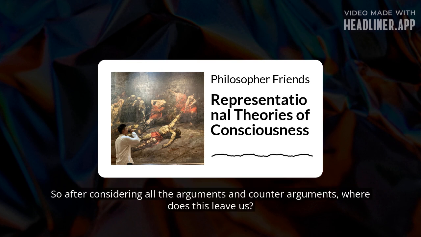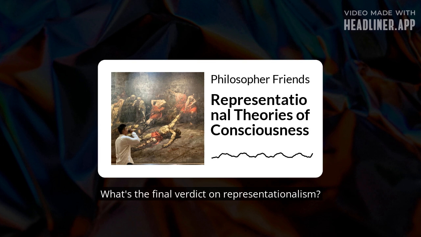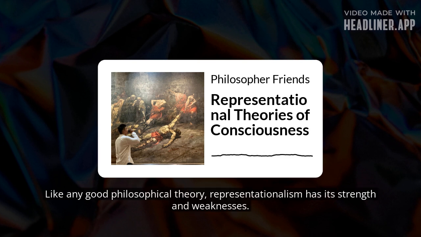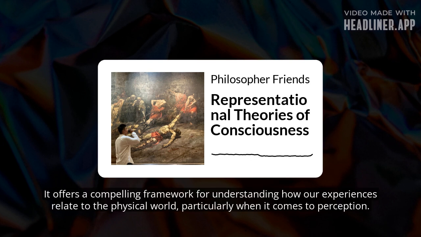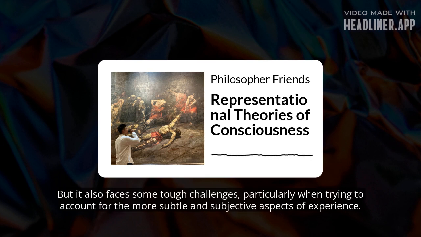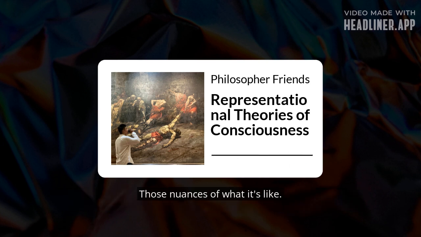So, after considering all the arguments and counter-arguments, where does this leave us? What's the final verdict on representationalism? Like any good philosophical theory, representationalism has its strengths and weaknesses. It offers a compelling framework for understanding how our experiences relate to the physical world, particularly when it comes to perception. It's also compatible with materialism, which many find appealing. But it also faces some tough challenges, particularly when trying to account for the more subtle and subjective aspects of experience, those nuances of what it's like.